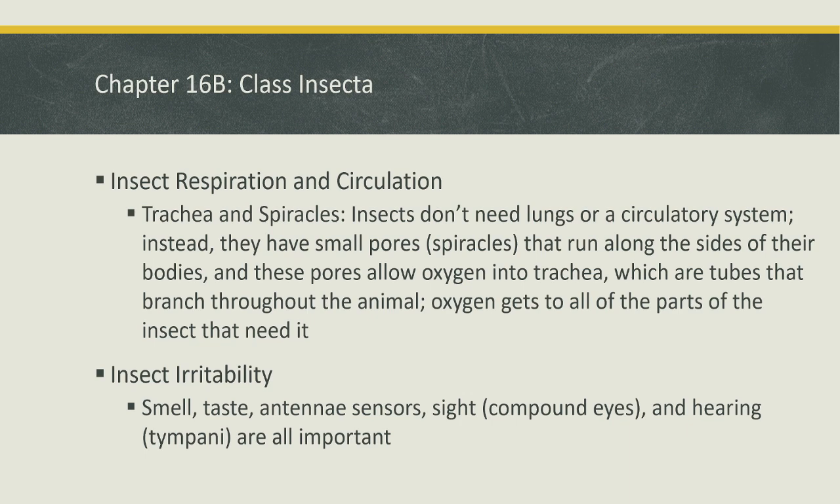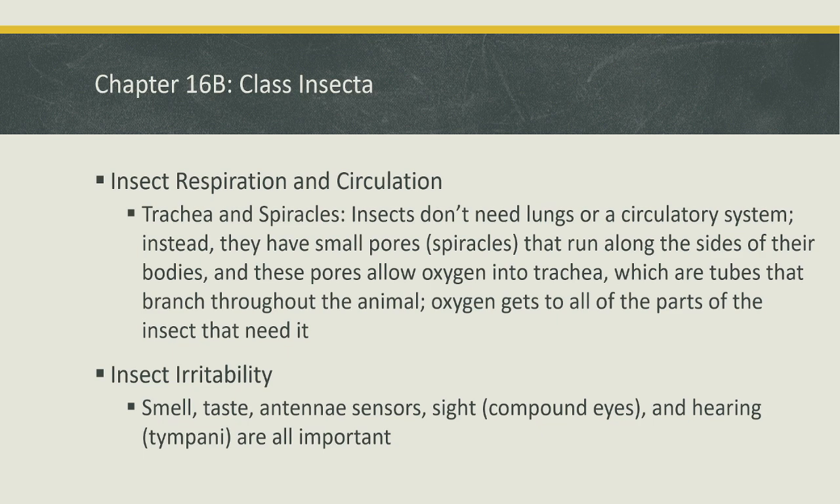Instead, they have small pores, spiracles, that run along the sides of their bodies, and these pores allow oxygen into the trachea, which are tubes that branch through the animal, and oxygen gets to all of the parts of the insect that need it. So they have these tubes that run all throughout. Oxygen enters through these little pores on the side of the body, and passes through the trachea throughout the body, so that the different parts of the body that need oxygen can get it from the trachea.